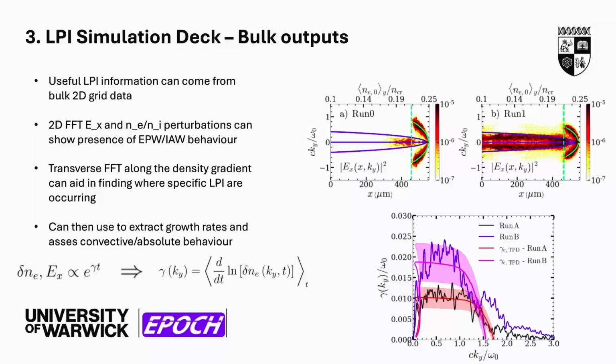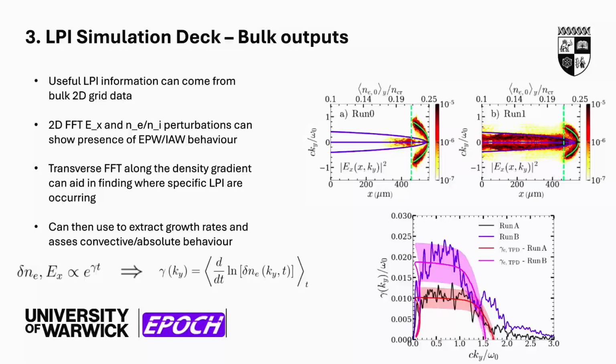So the blue lines are from this SRS instability, and you can see this signal here, for example, is due to SRS. But then these green lines are from two plasmon decay. So again, it helps you diagnose what's actually going on in your simulation.